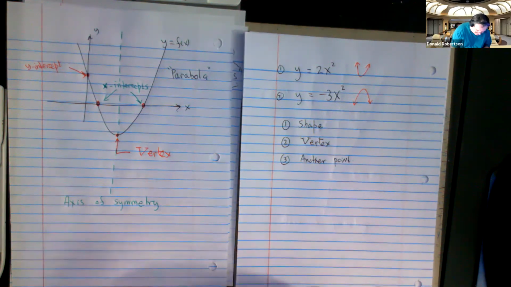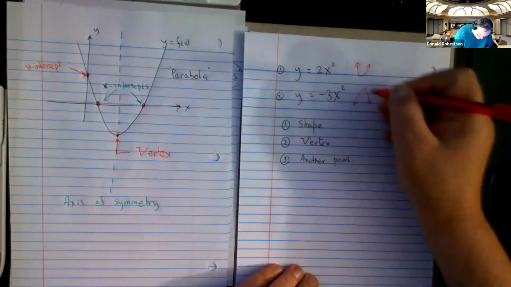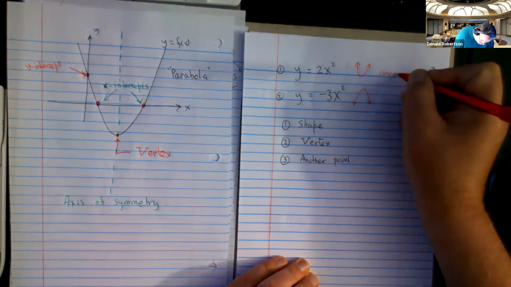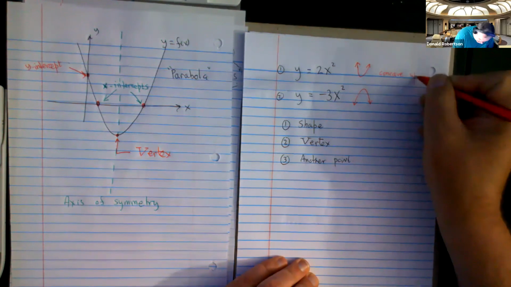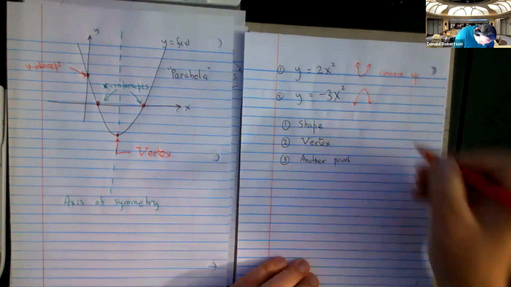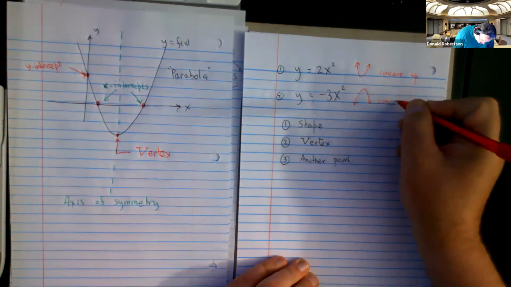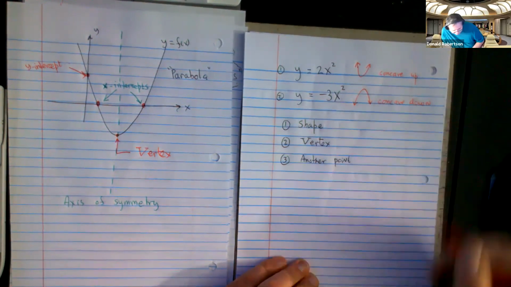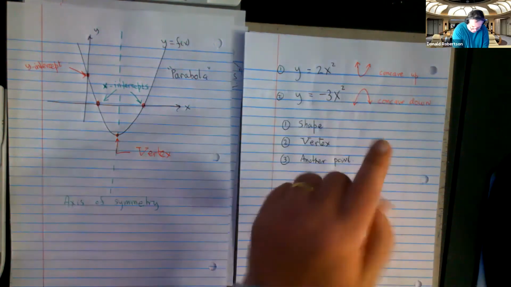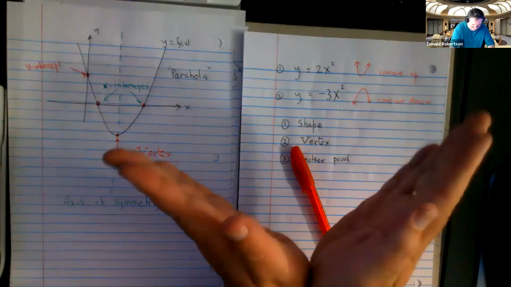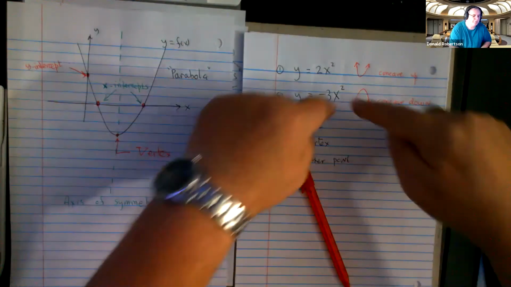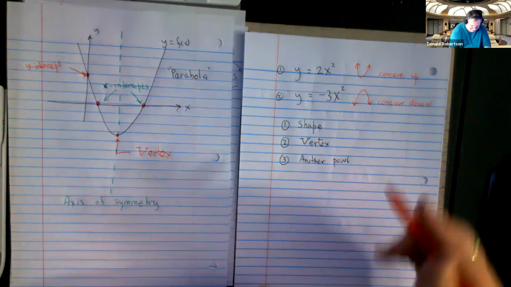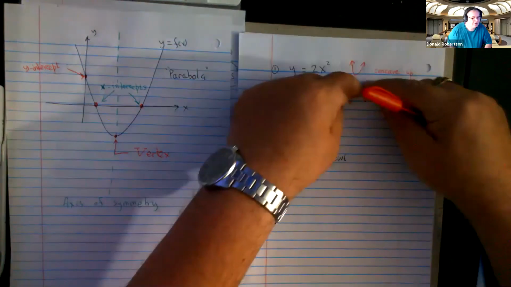Now we have names for these two. This one here is called concave up, or concave upwards. And this one here is called concave down, or concave downwards. I think of it like this: concave up goes up the way, concave down comes down the way. That's how I remember the names. Concave up, happy face; concave down, sad face.